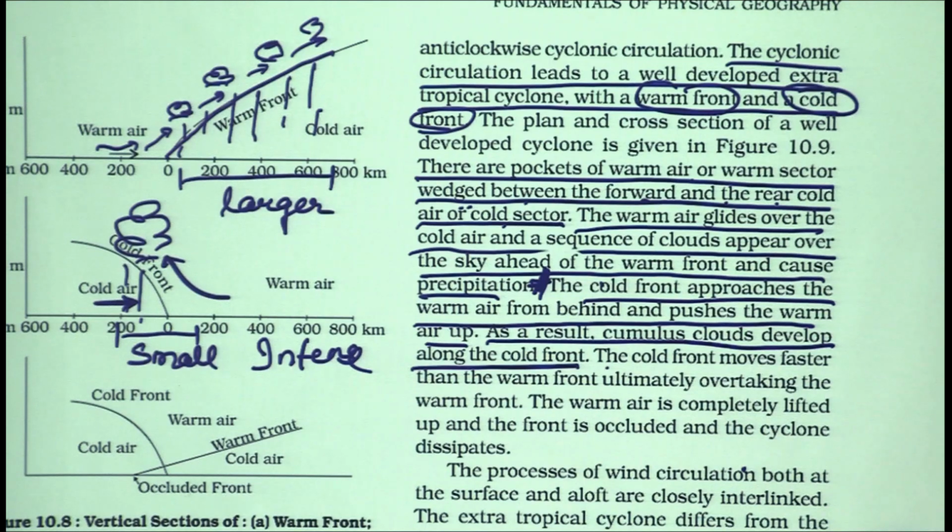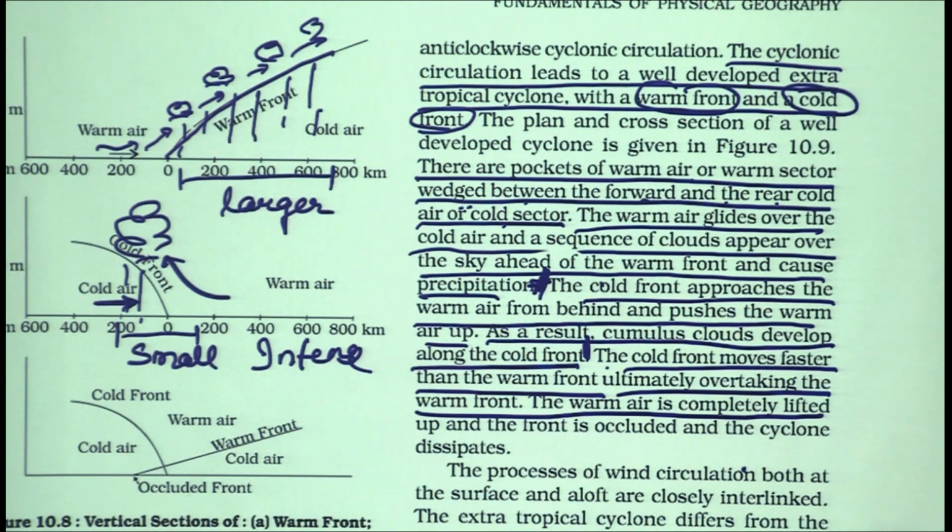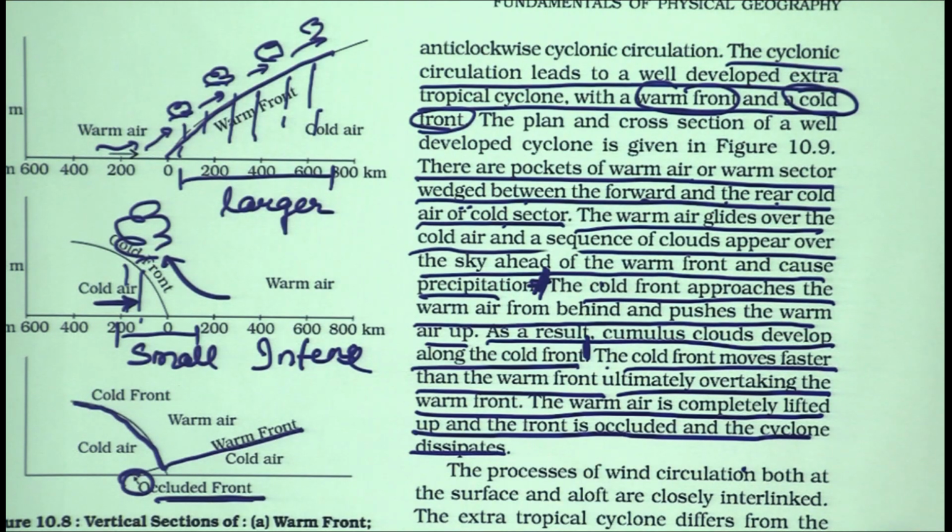The cold front, a very important statement, highlighting it: the cold front moves faster than the warm front and ultimately overtakes it. The warm air is completely lifted up and the front is occluded and the cyclone dissipates. So what is an occluded front? See carefully, warm front, cold front. The occluded front is right here, where the warm air has lost the ground.